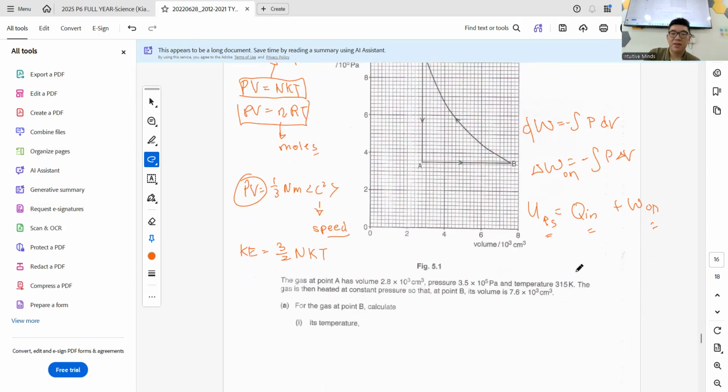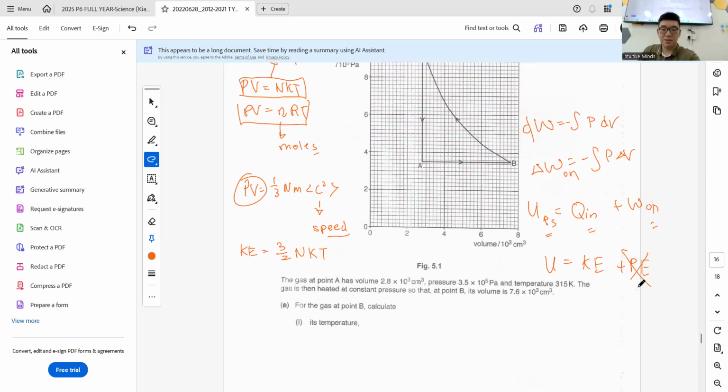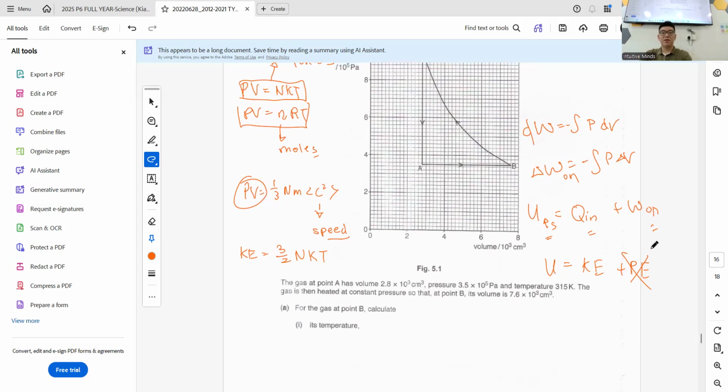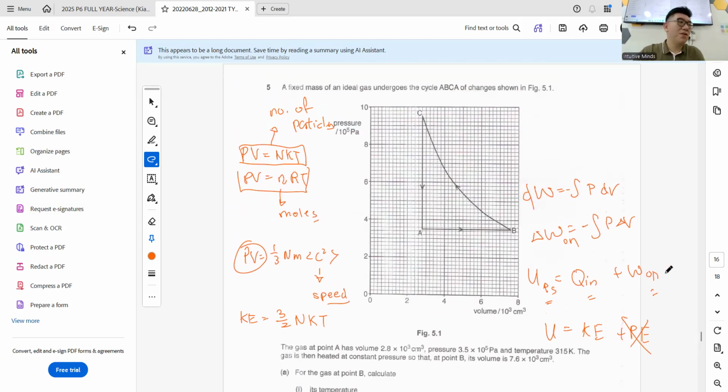And U equals Q plus W. Okay. So for ideal gas, do we need to consider P? Yes. Yeah. All right. Very good. So we don't have to. Ideal gas, when you assume something is ideal, there is negligible intermolecular forces of attraction. So there wouldn't be P.